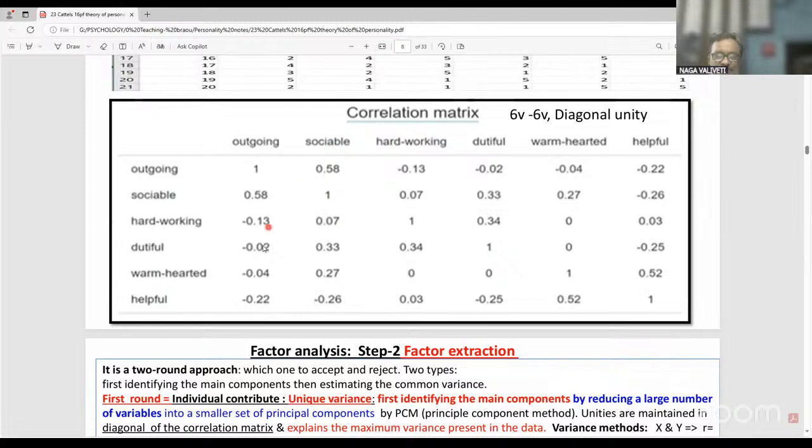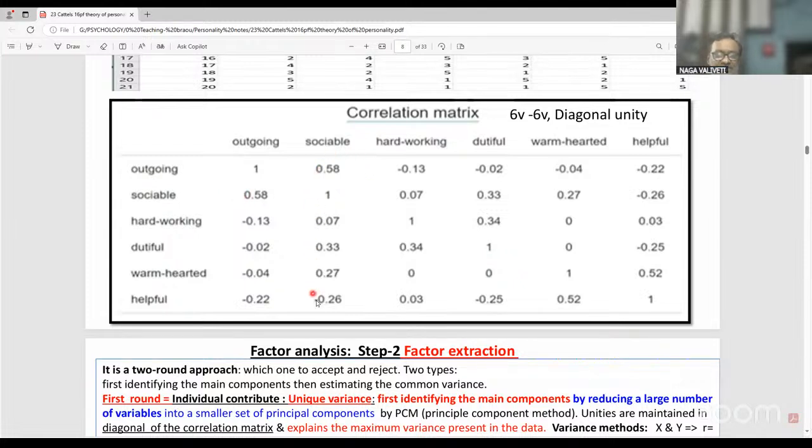From this, for example, you can see sociability and outgoing are related, while others are inversely related. You can consider this as a candidate for clubbing these two and forming another variable, which we can name as a trait. So the three things possible in factor analysis are to eliminate, classify, and summarize.